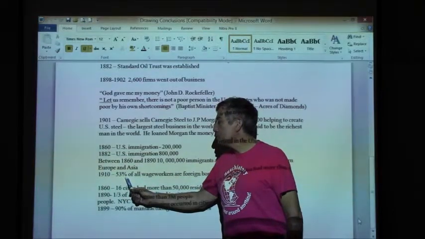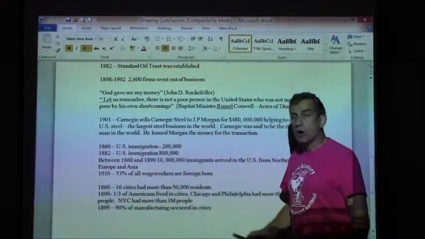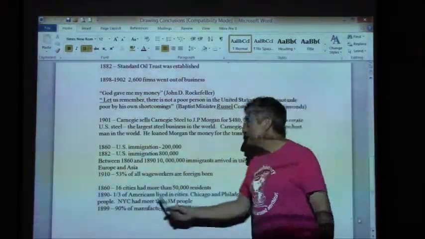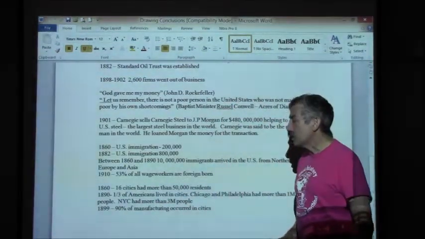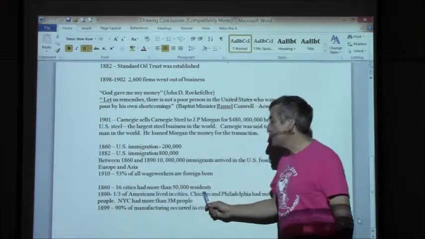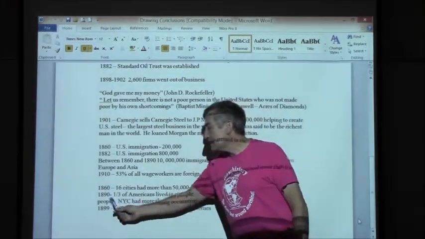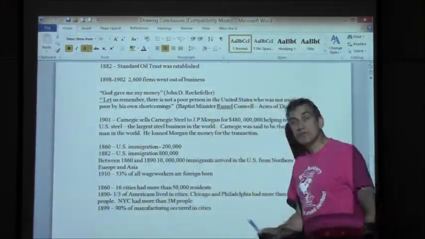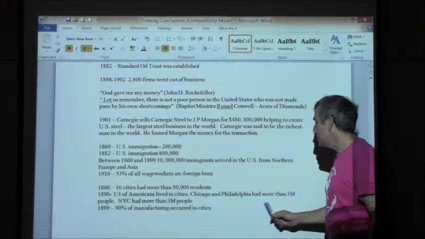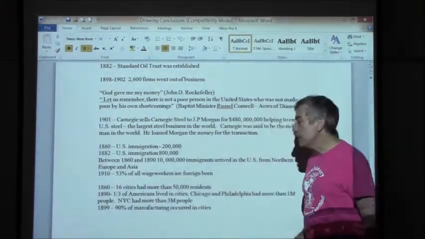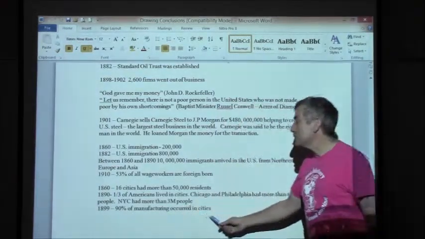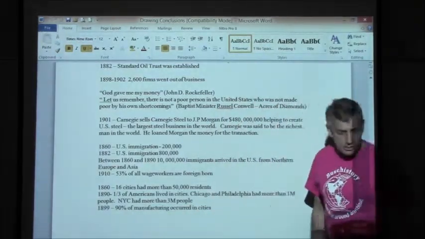In 1910, 53% of all wage workers are foreign-born. In 1860, 16 cities had more than 50,000 residents. In 1890, 1/3 of Americans lived in the cities. Chicago and Philadelphia had more than 1 million people. New York City had more than 3 million people. And in 1899, 90% of manufacturing occurred in cities.